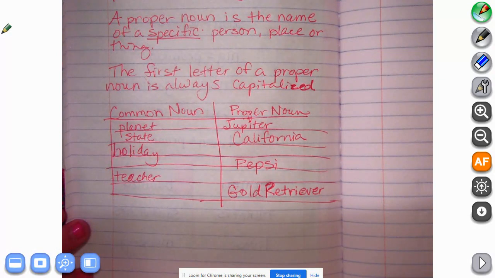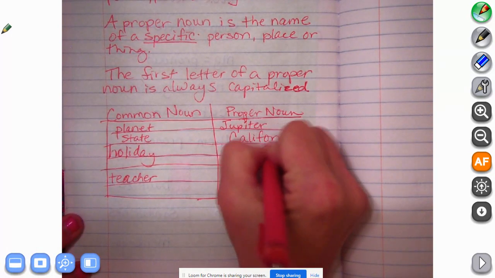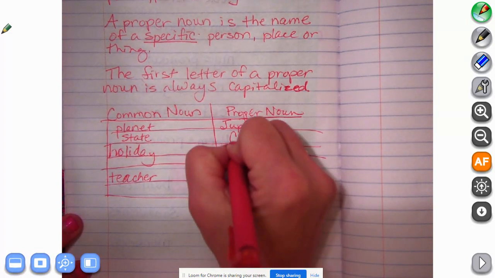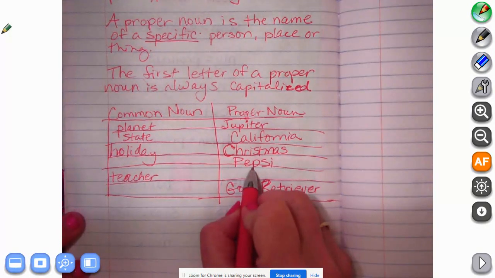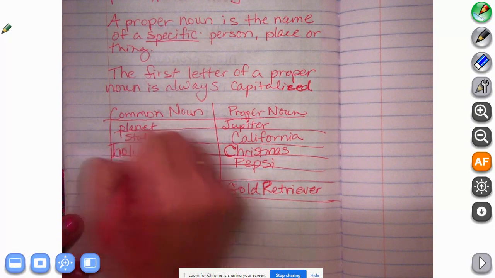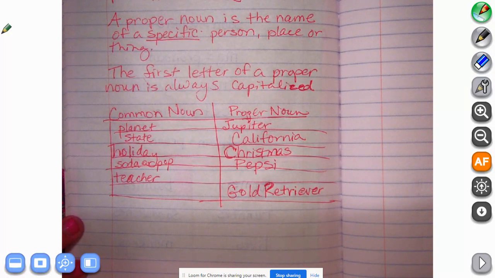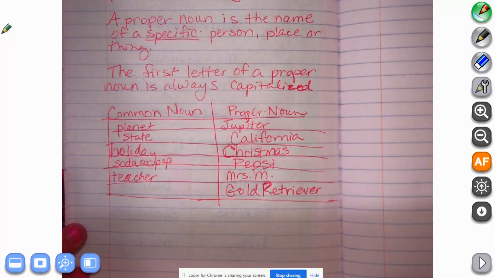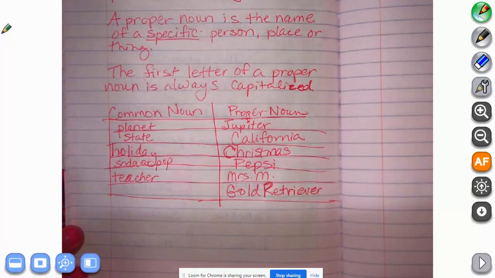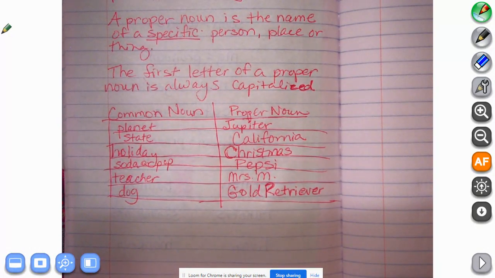The next one is holiday. We're going to write down a holiday we like. So Christmas is just capitalized. Okay. Pepsi is a type of soda or pop, depending on what you call it. Teacher could be Mrs. Martinez, Mrs. M. And a golden retriever is, what is it commonly called? It's called a dog. All right, get that written down.